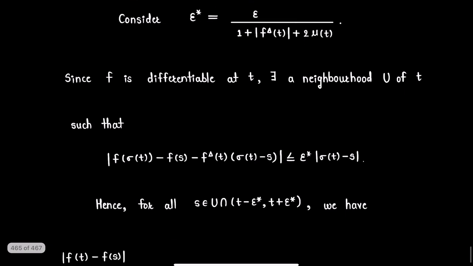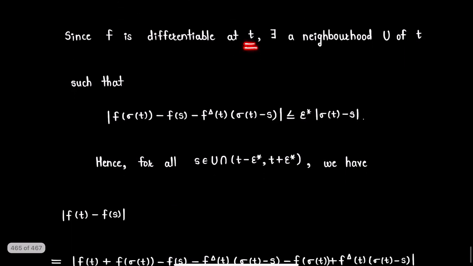Now since a function f is differentiable at point t, there will exist a neighborhood, say u of point t, such that for every s belonging to the intersection of the neighborhood u with the interval t minus epsilon star comma t plus epsilon star, we have the condition modulus of f of sigma t minus f of s minus f delta t multiplied by sigma t minus s is less than or equal to epsilon star multiplied by modulus of sigma t minus s.